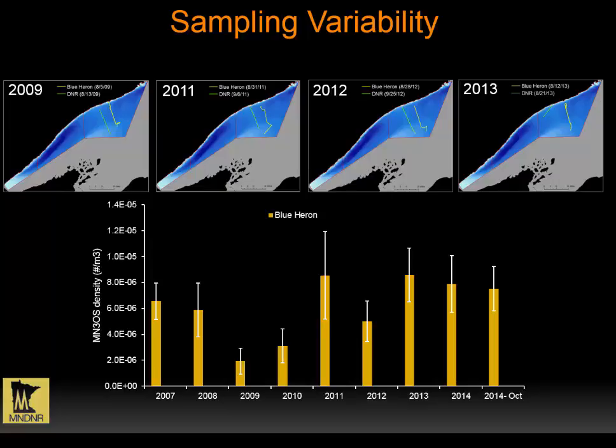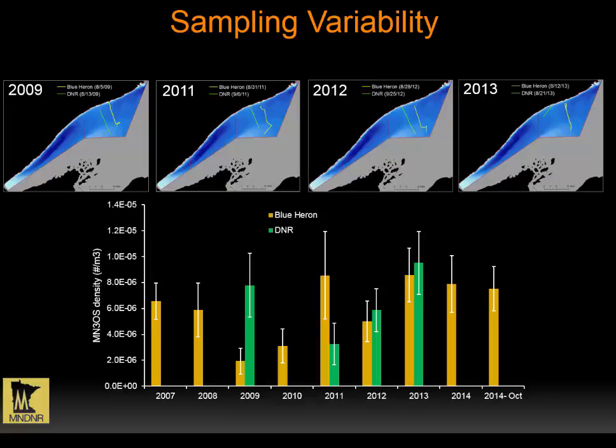In 4 years, we actually did 2 transects, so we did one off the Blue Heron, and then we did a separate one with the DNR vessel. It wasn't the exact same location, but it covered the range of depths that we sampled with the Blue Heron. And in those years, we didn't see exactly what we hoped we would see.